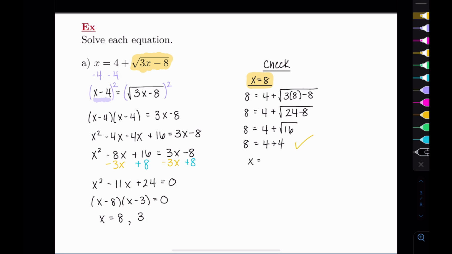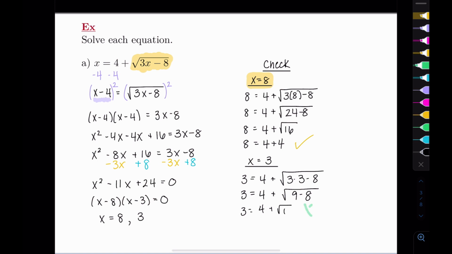If we go ahead and try the other one, 3, that would be 3 equals 4 plus the square root of 3 times 3 minus 8. So we get 3 equals 4 plus the square root of 9 minus 8, which gives us 3 equals 4 plus the square root of 1. And unfortunately, this one does not work out. This is not a solution, so this is what is known as extraneous. Really, right from the get-go, we could have figured out that that didn't work because this says 3 equals 4 plus some positive number. I know that's not going to work out.